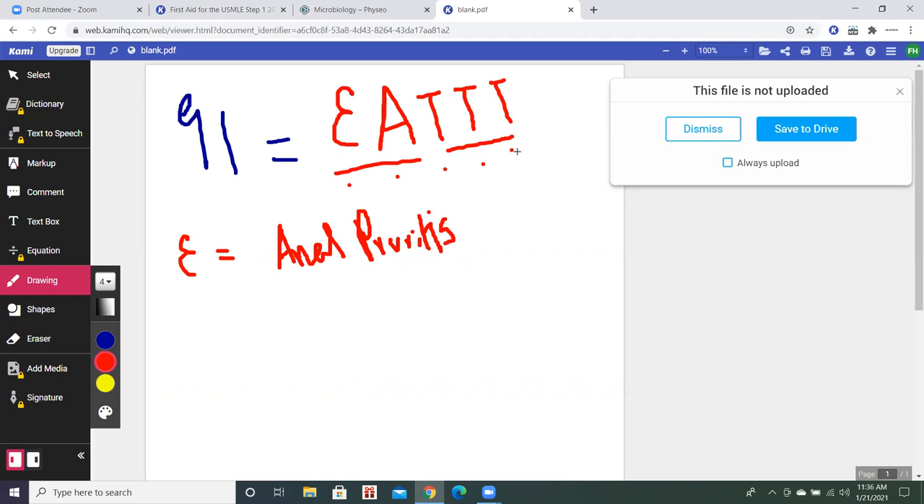Now, that's all you need to know for this one. Don't worry about the treatment. We will study the treatments for all the nematodes later. That's all for enterobiasis. Next one is Ascaris lumbricoides.